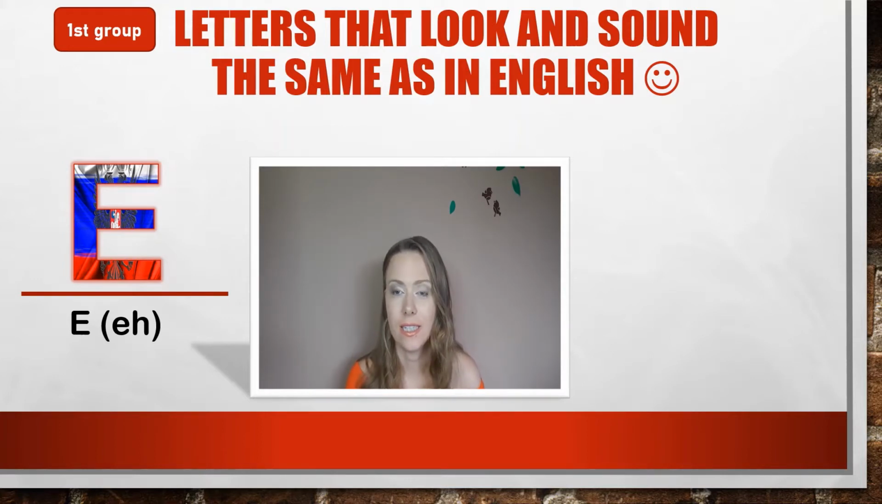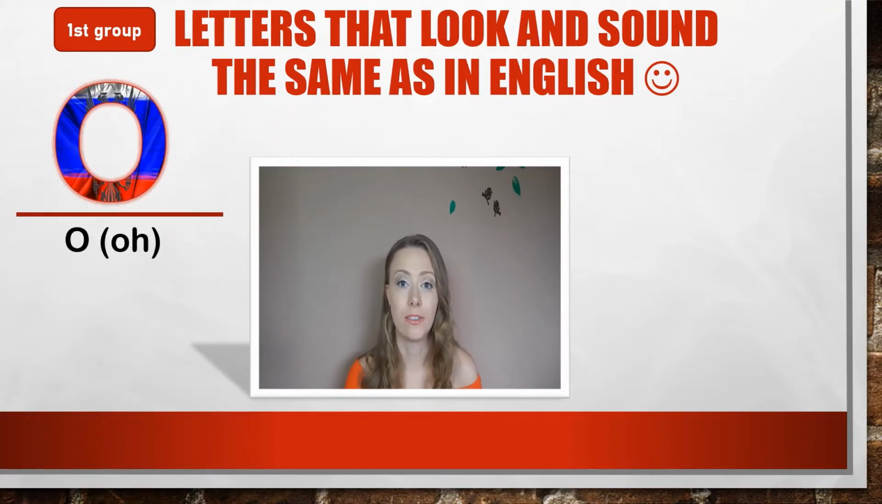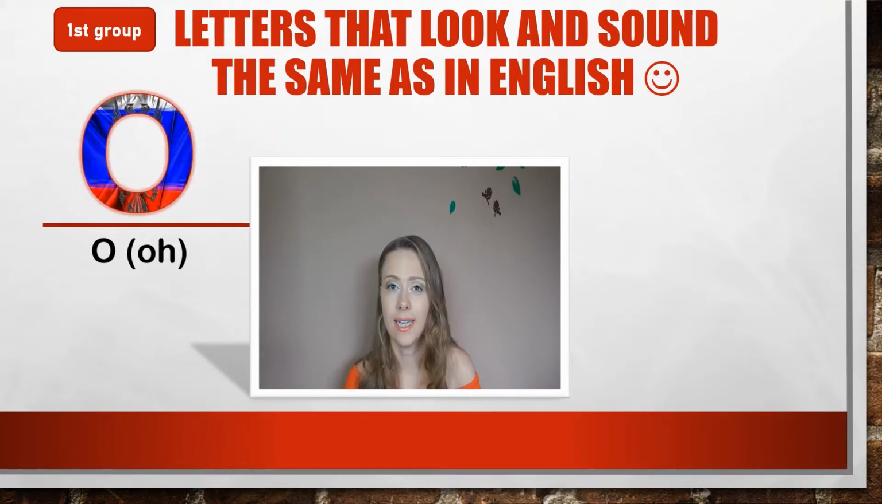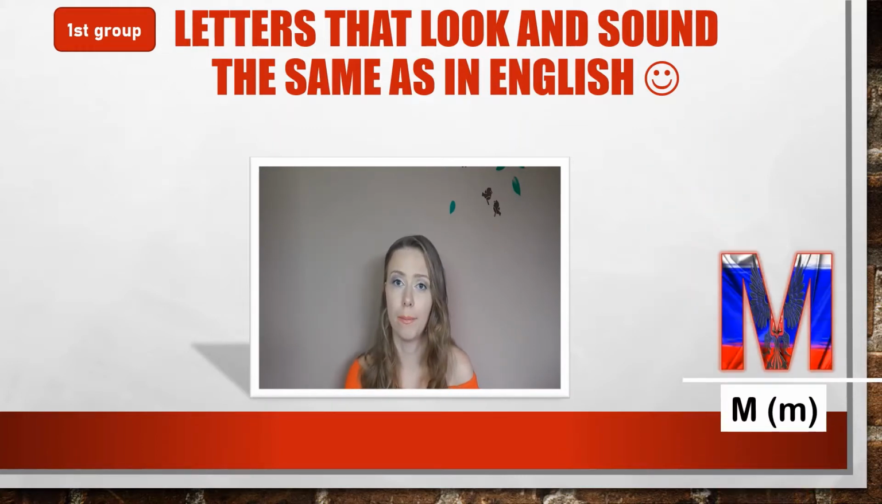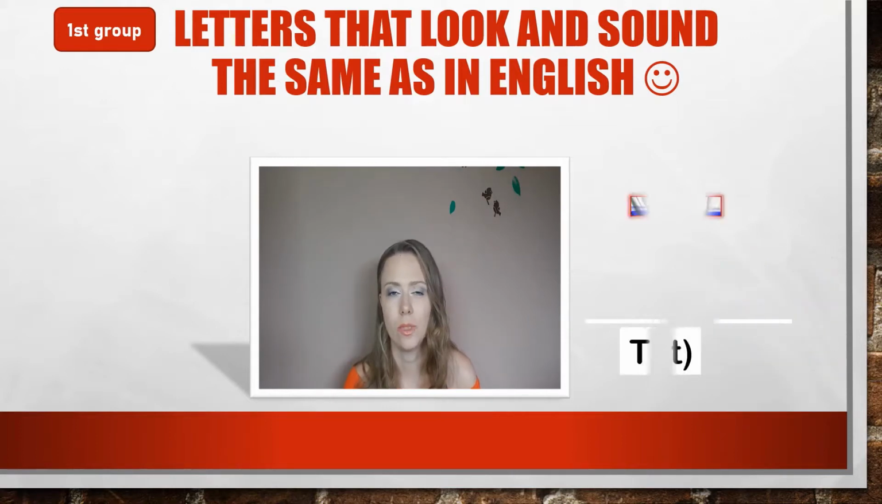The third letter is O. Letter O is always pronounced as wide O sound, or it can be also pronounced as A. Then it's letter K. It's always pronounced as K. Letter M, which is pronounced like in English M sound, and letter T, which is always pronounced as T.